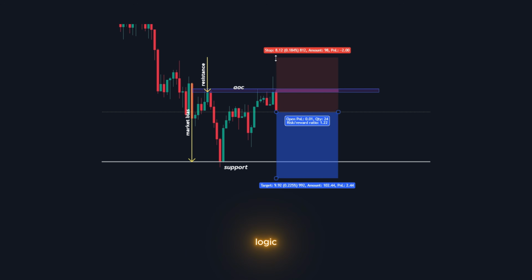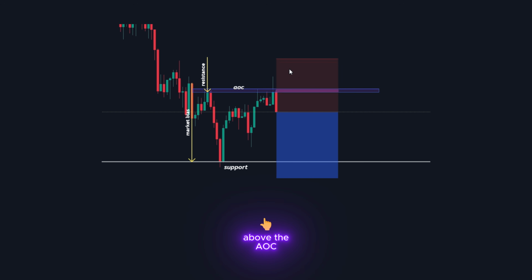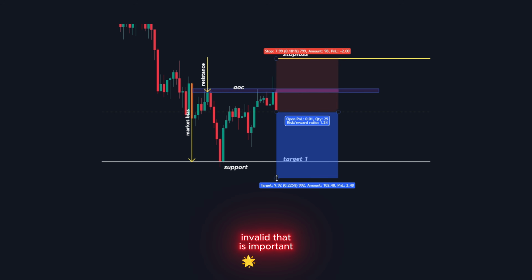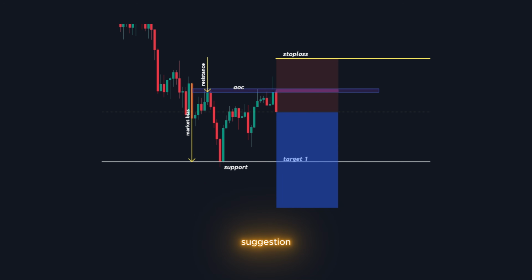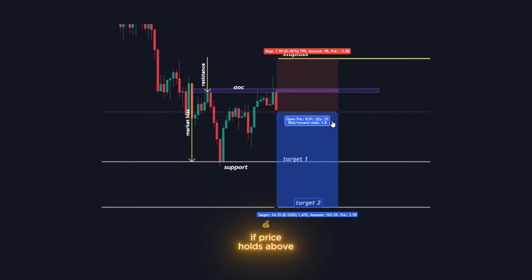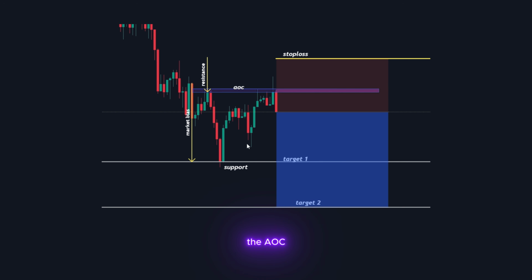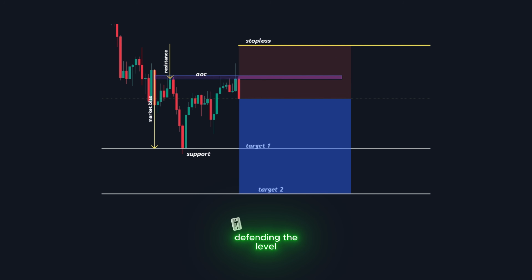Now the entry has logic. The stop loss belongs above the AOC and above the retest high, because if price breaks and holds above that zone, the sell idea is invalid. That is important. Invalidation is not a suggestion. It is the line where your technical read is wrong. If price holds above the AOC, sellers are no longer defending the level. At that point, I do not keep selling just because I want the setup to work.